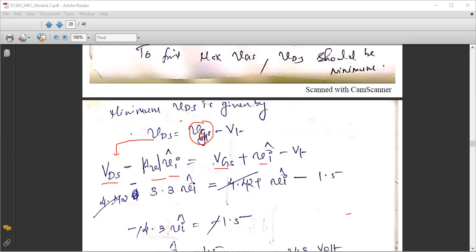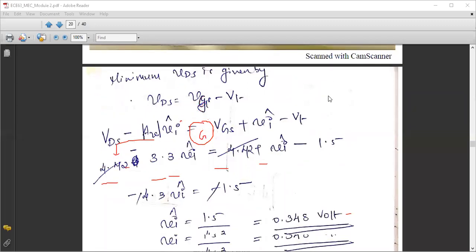Now in this, VDS is equivalent to VGS. From the first portion of your numerical, we already got VDS, that is 4.42. AV is 3.3. VI will be retained as such. VGS is again the same as VDS, 4.42. VT is given as 1.5. VI you will retain as such. From this, you cancel the identical terms, that is 4.42, and find the value of VI cap. So that is the maximum allowed input signal.